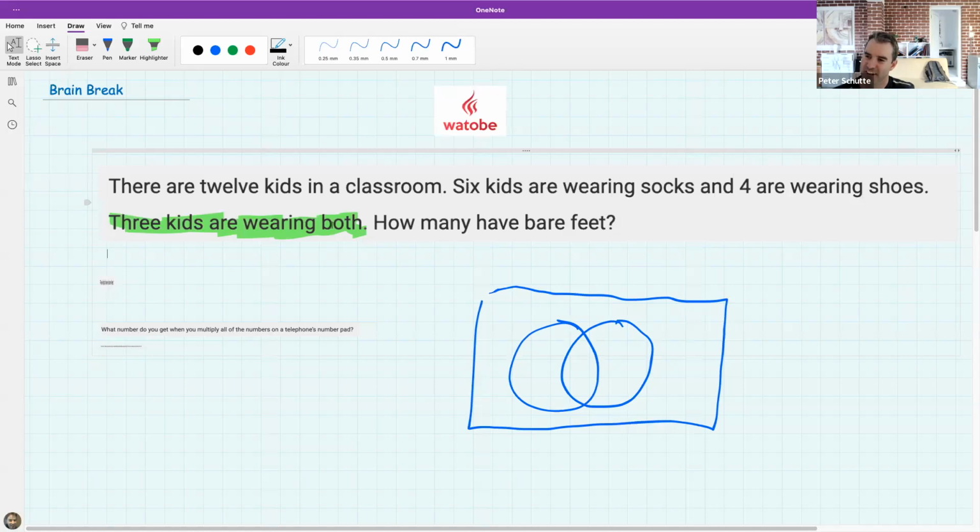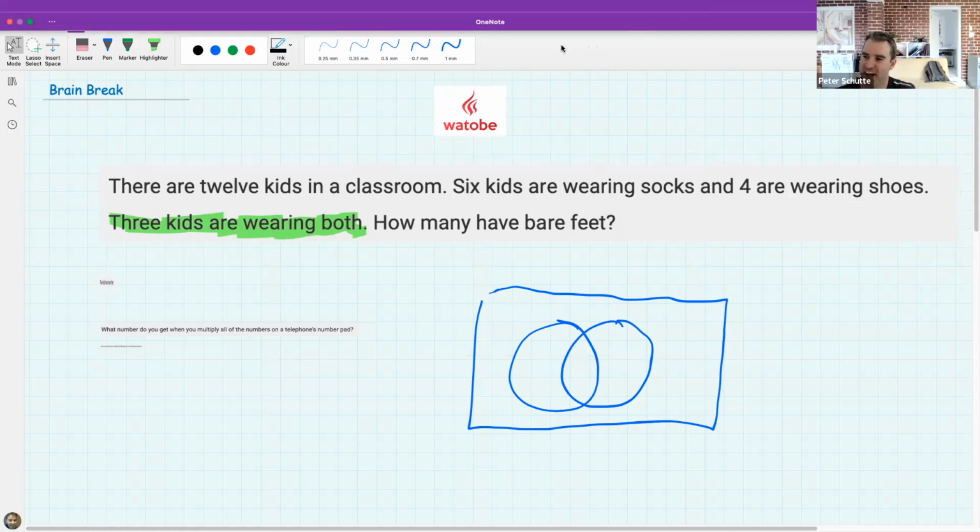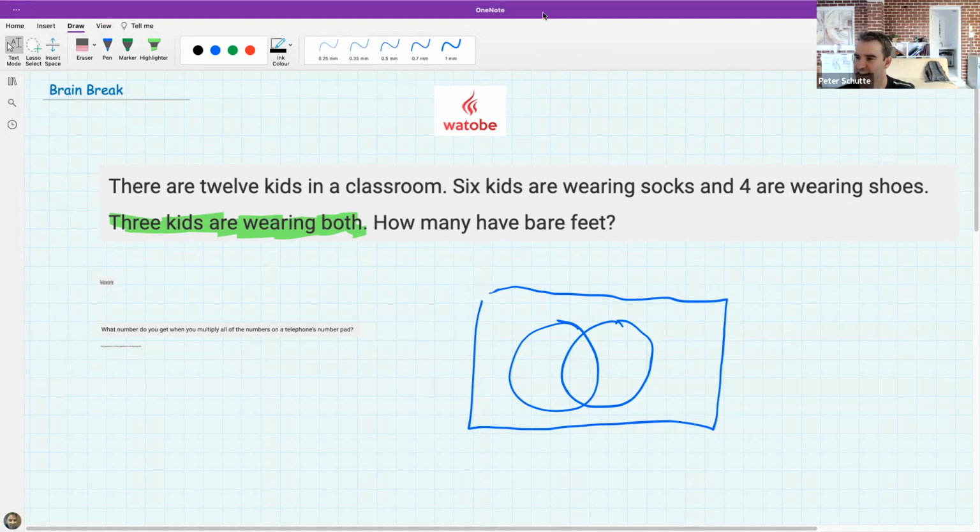Aha. Chloe, do you want to explain how you got there? Would you come on for a second? And I agree with you. Tony agrees. Amika, would you be willing to explain? Okay, everyone. Yeah. So I drew the Venn diagram, and because 3 kids are wearing both, the 3 goes in the middle. And then because 4 kids are wearing shoes, you say 4 minus 3. So then there's 1 in one circle. And then 6 minus 3 is 3. And then you add that and then minus it from 12 and you get 5.